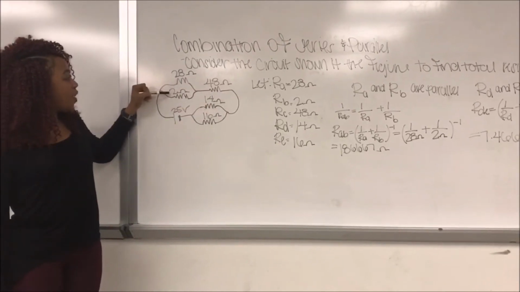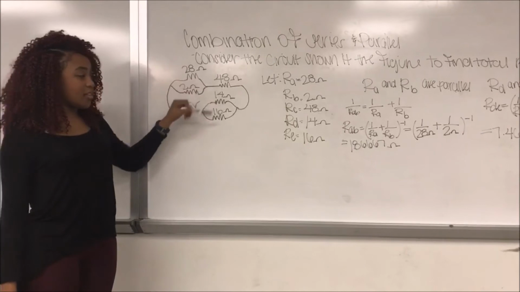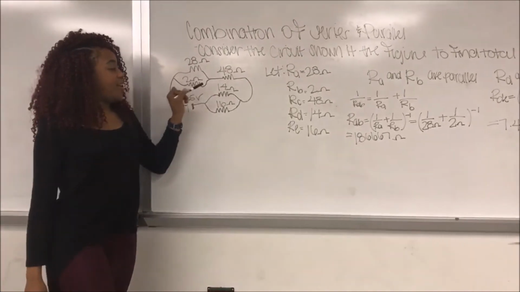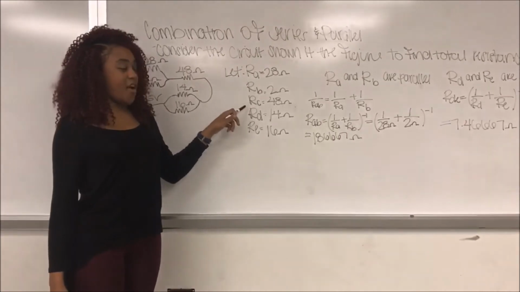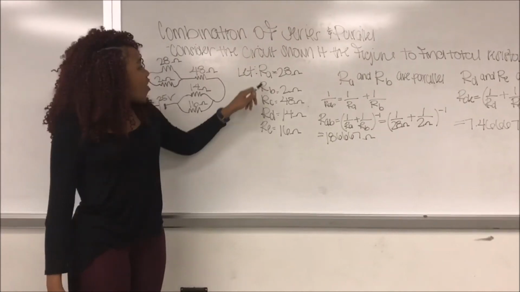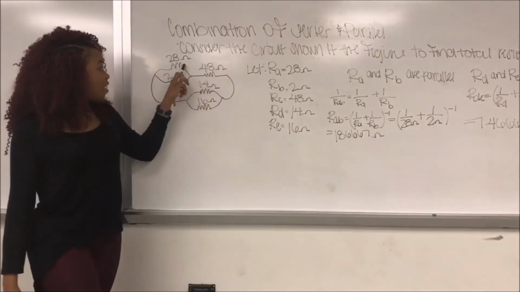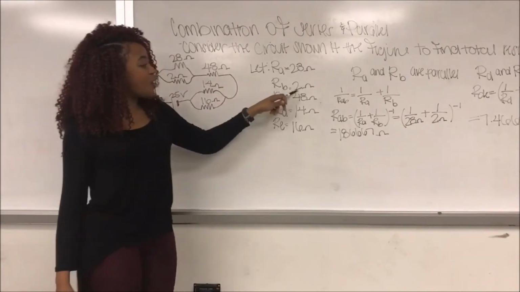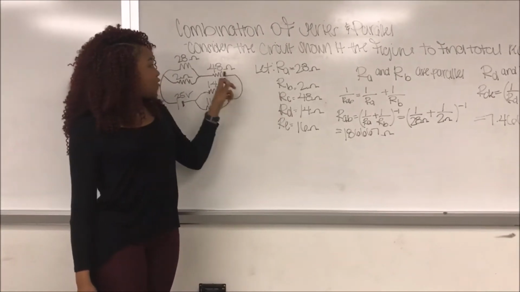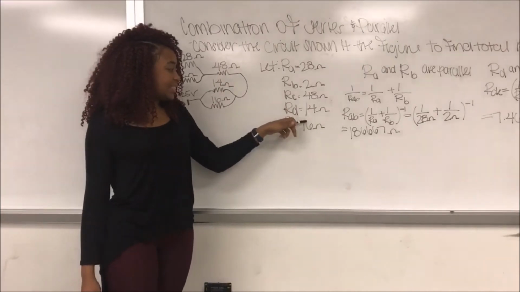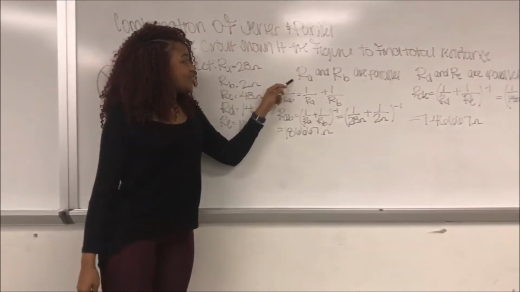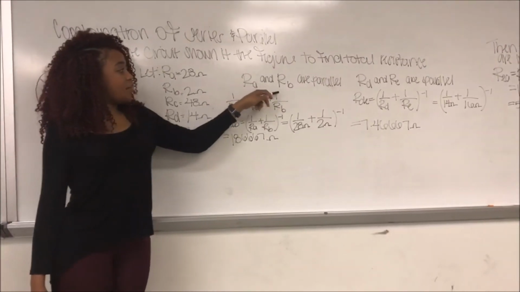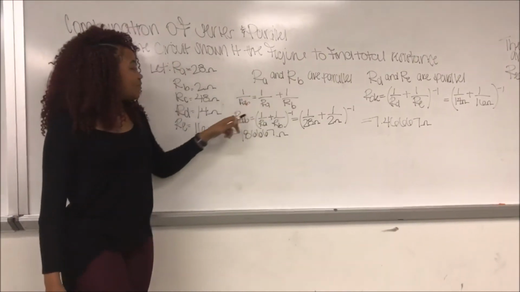We have 2 parallel sets of resistors in this one circuit. Okay, we're going to let RA, RB, RC, RD, and RE. RA is going to equal the 28 ohms, RB the 2 ohms, RC the 48, RD 14, and RE 16 ohms. Here we have RA and RB that are parallel.